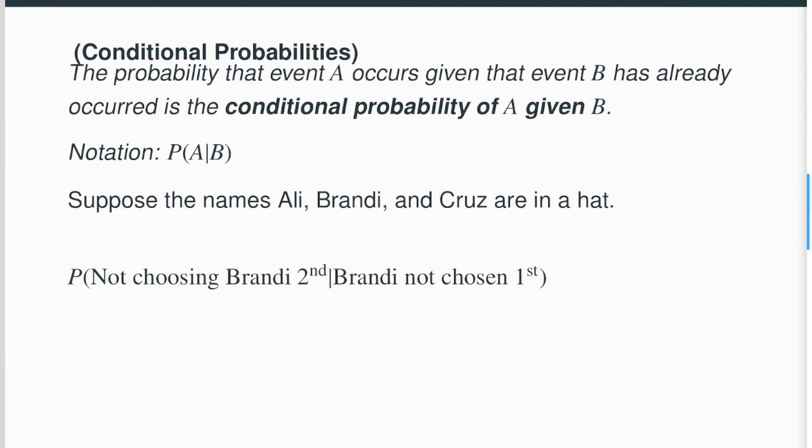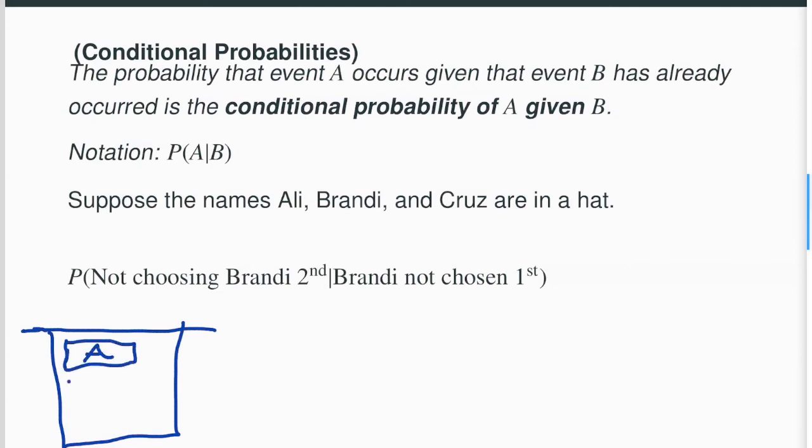We've got three names in a hat: Ollie, Brandy, and Cruz. So let me draw a big old top hat here. And we've got like 3 slips of paper, one with Ollie, one with Brandy, and one with Cruz on it. And we want to look at the probability of not choosing Brandy second, given that she was not chosen first.